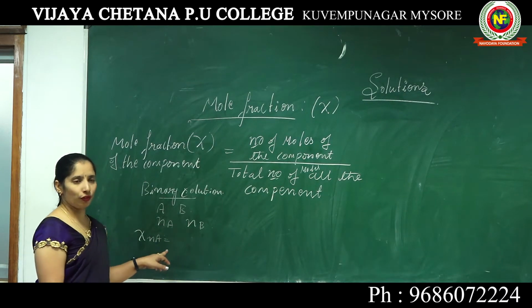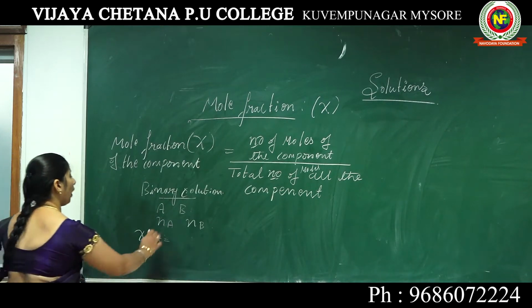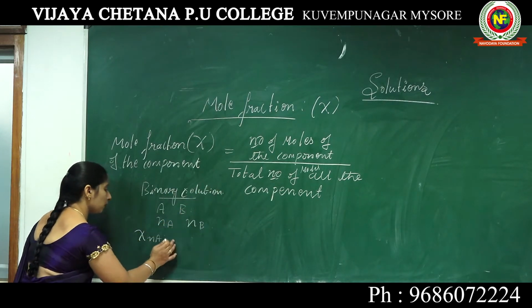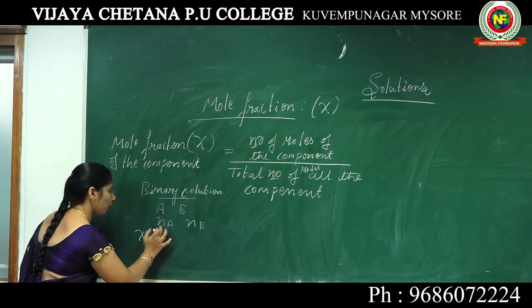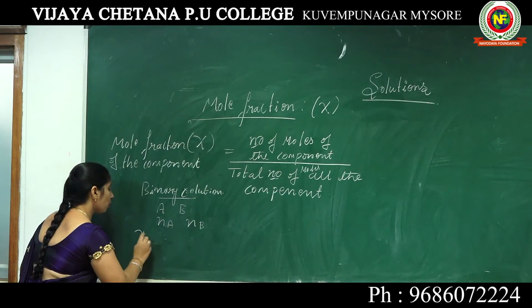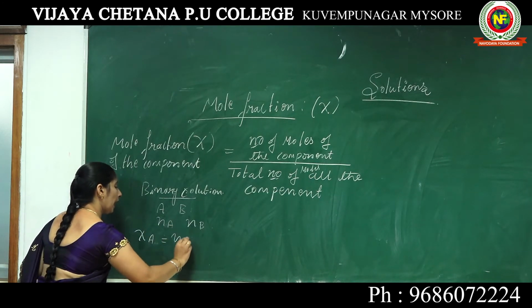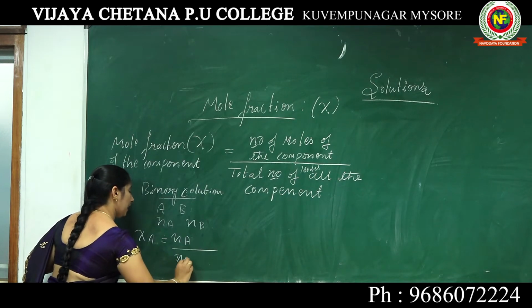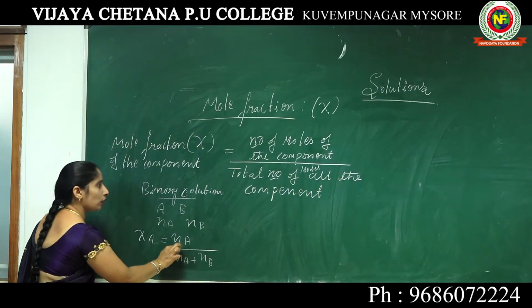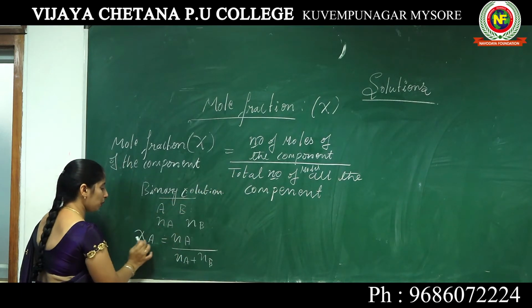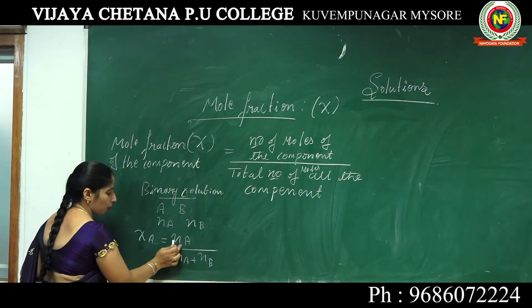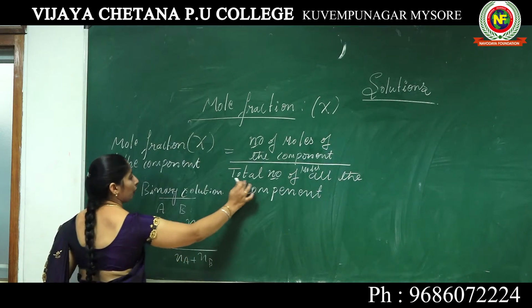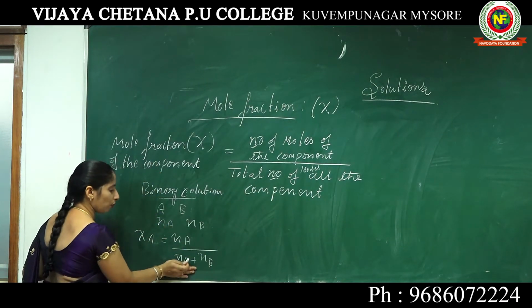So for the binary solution, how do we write the mole fraction? The mole fraction of A is equal to Na divided by Na plus Nb. That is, the number of moles of the component A, only one component, divided by the total number of moles of all the components.